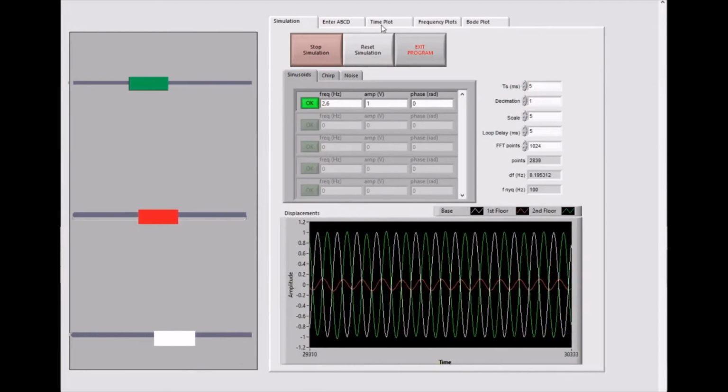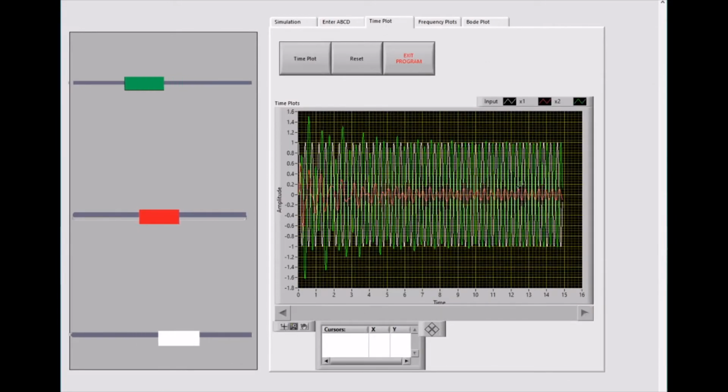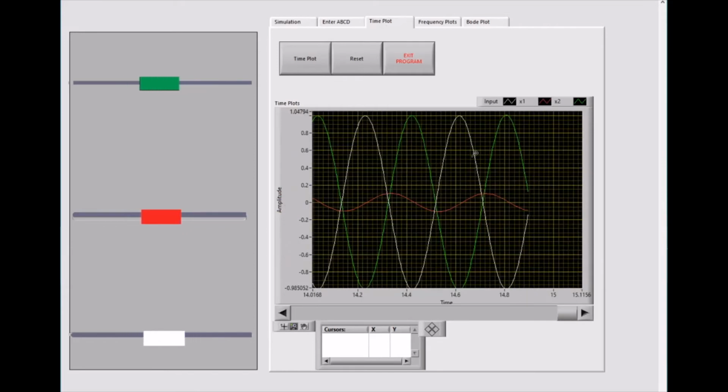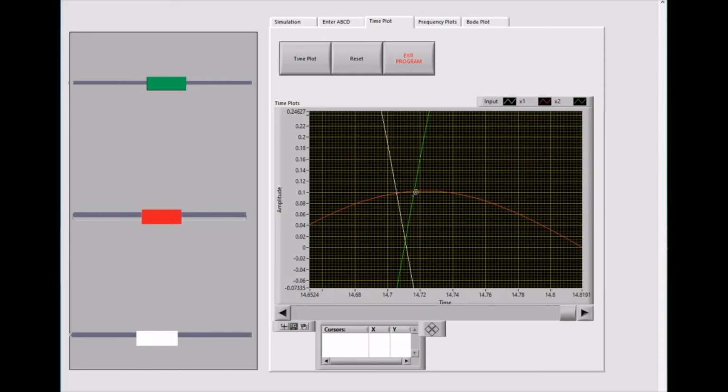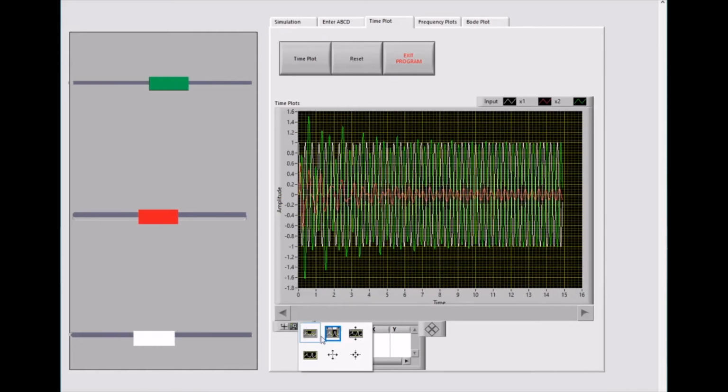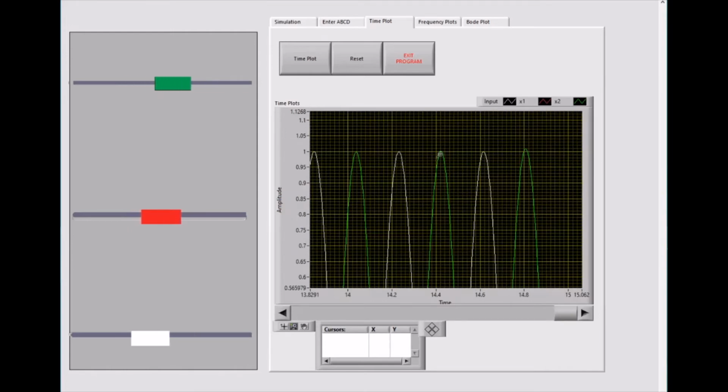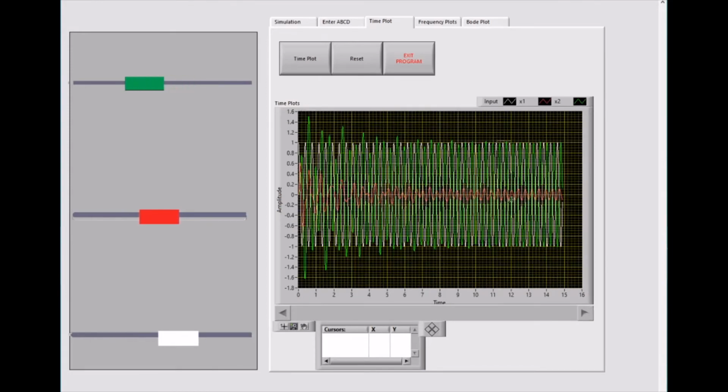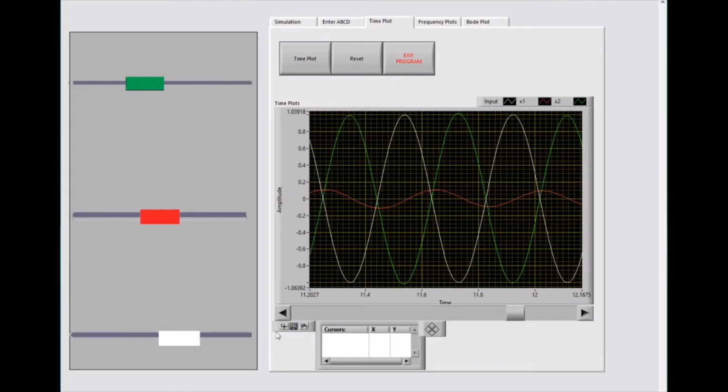So if you look at the time plot, the amplitude ratio for mass 1 is 0.1, and for mass 2, it's nearly 1. Okay. And how about the phase angle? Let me go back to a different plot. Let me cover the whole range. Okay, so I'm ready to talk about the phase.